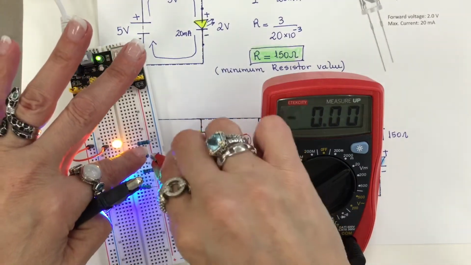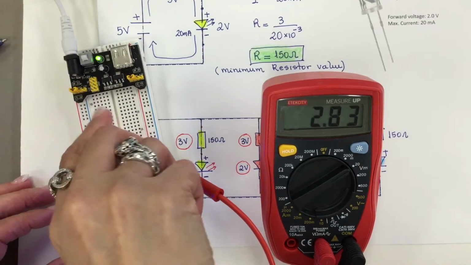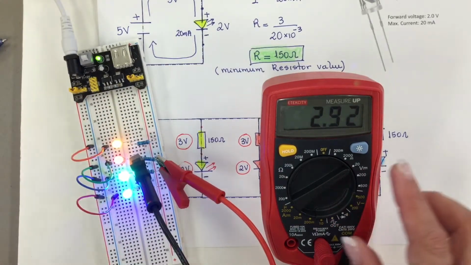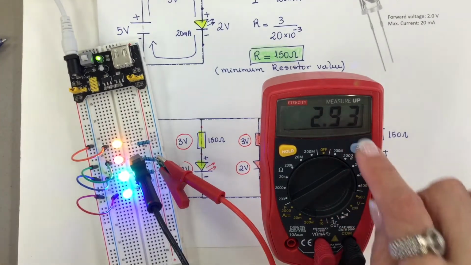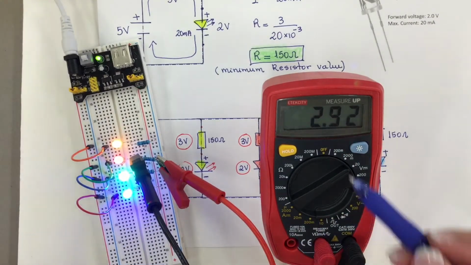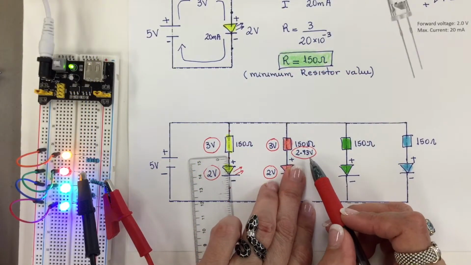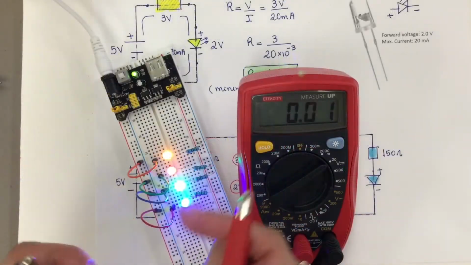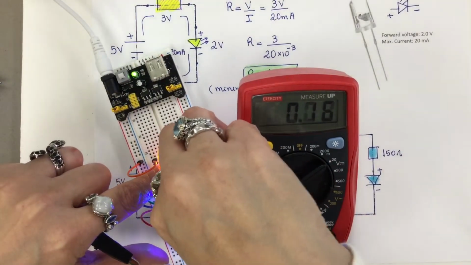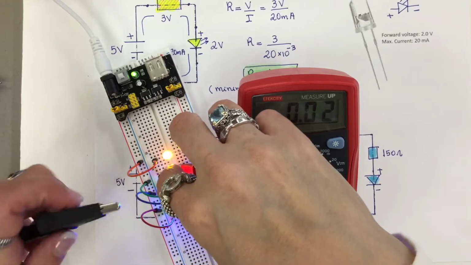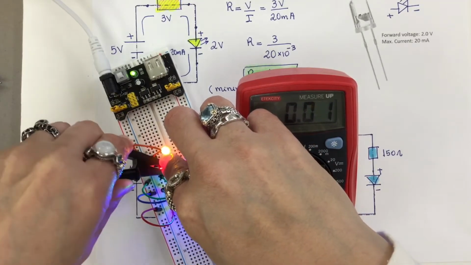So let's see what happened. Positive, and this is the negative. So now I'm reading 2.93. And I recorded right here, 2.93. Now I'm going to connect with the LED. So the positive here on this leg and the negative on this leg.